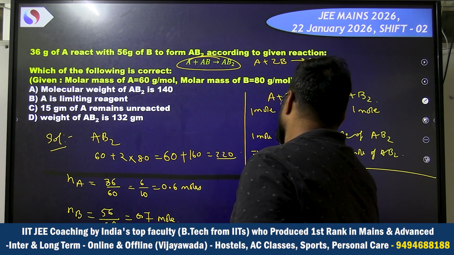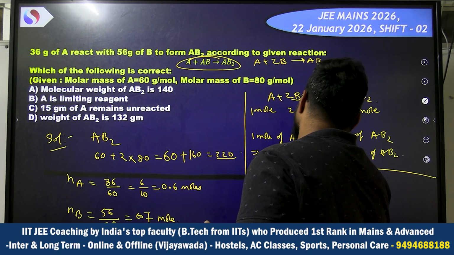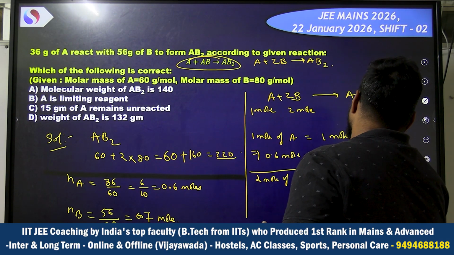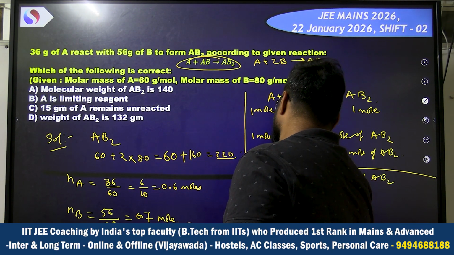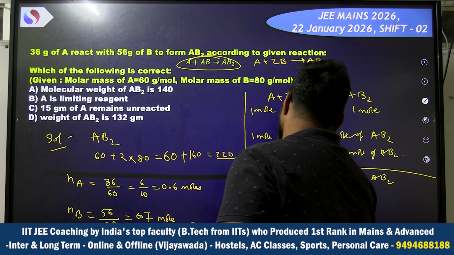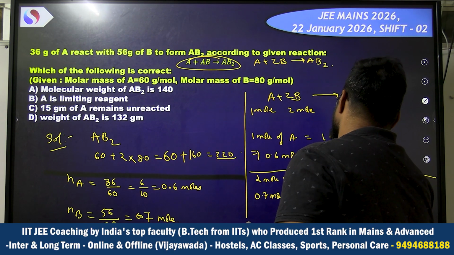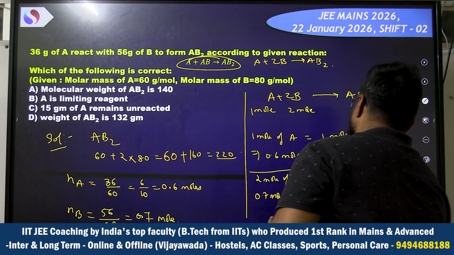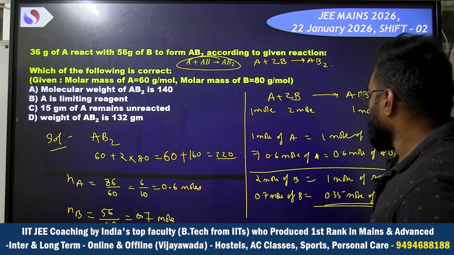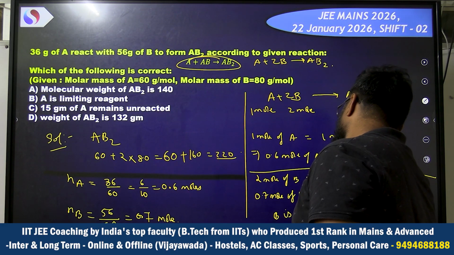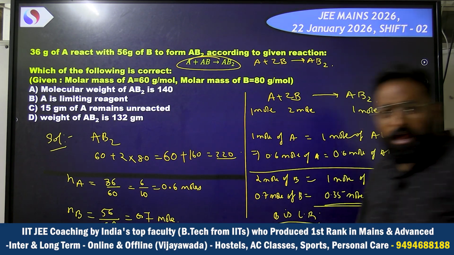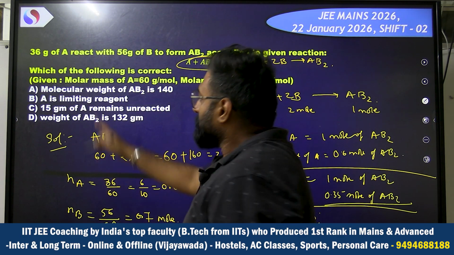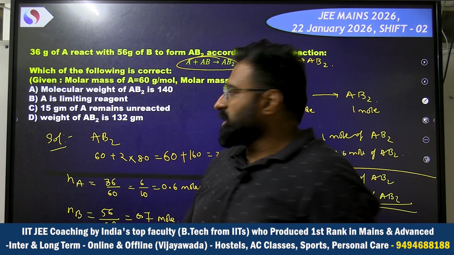Similarly, second equation, 2 mole of B is equal to 1 mole of AB2. So 0.7 mole of B is equal to how much? 0.35 mole of AB2. Obviously B is limiting reagent, B is LR. Now since B is limiting reagent, option number A is incorrect, option number B is incorrect, option number D is incorrect. So what is left? Option number C.